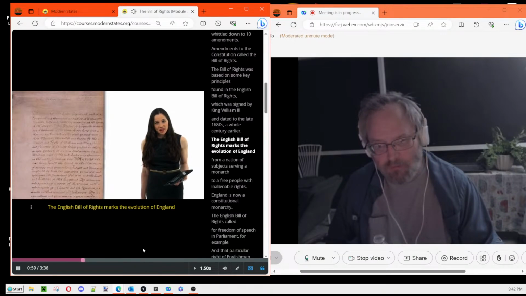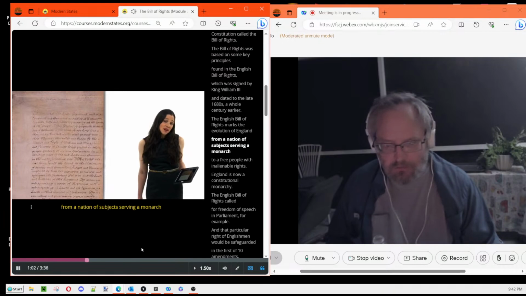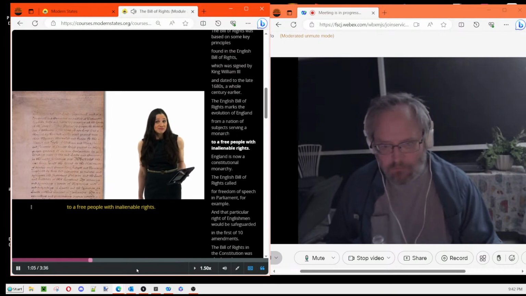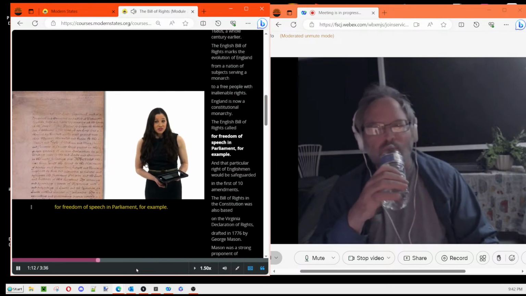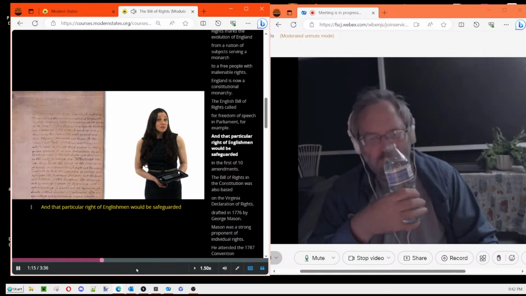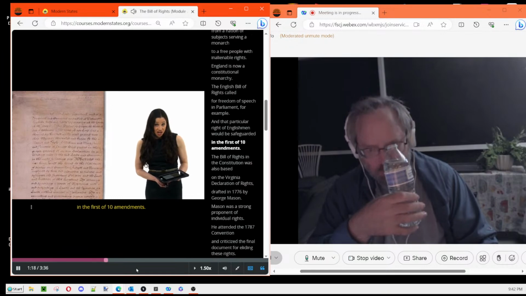The English Bill of Rights marked the evolution of England from a nation of subjects serving a monarch to a free people with inalienable rights. England is now a constitutional monarchy. The English Bill of Rights called for freedom of speech in Parliament, for example, and that particular right of Englishmen would be safeguarded in the first of 10 amendments.